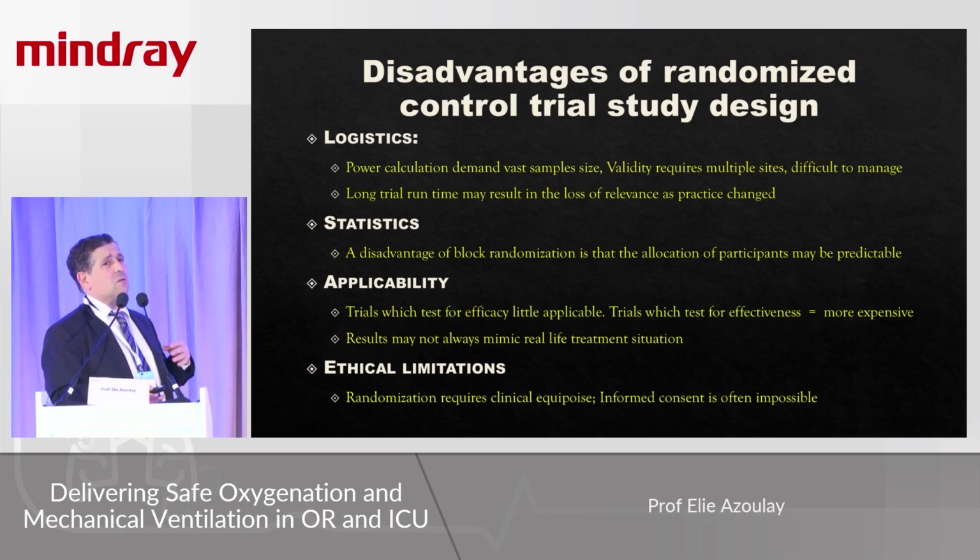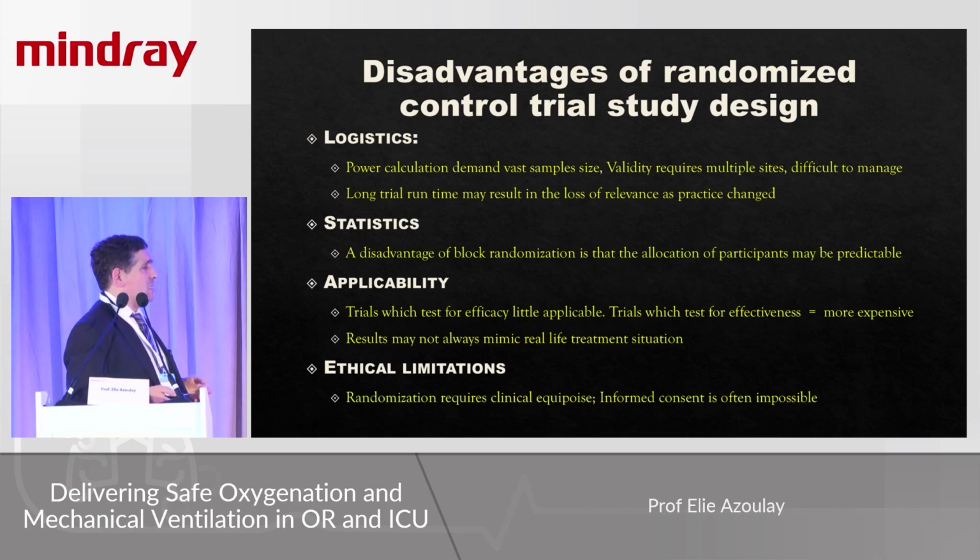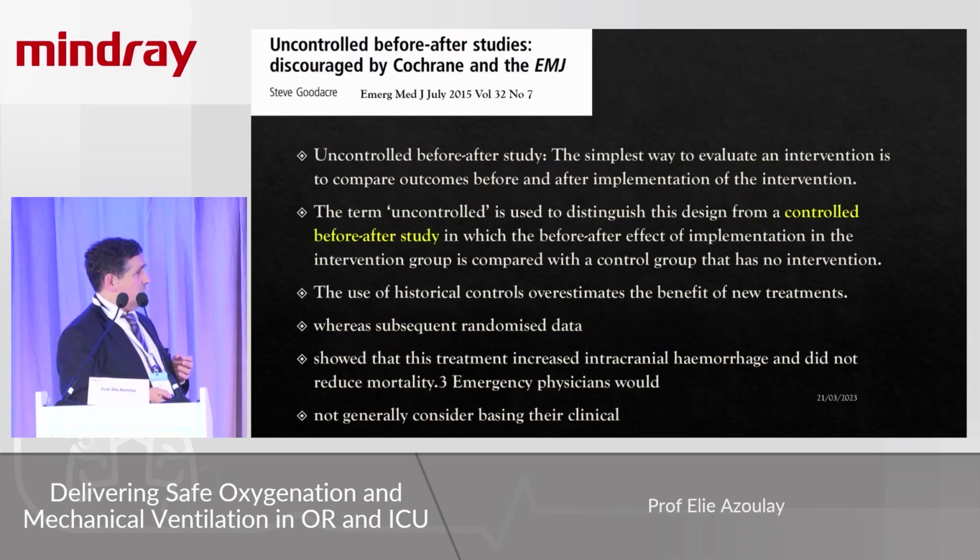The statistics: there is the problem of the blocks of randomization, so you can sometimes guess which arm the patient will be in. Applicability: as we are putting a lot of purity in the clinical question, we then have a problem with inclusion and exclusion criteria, meaning that maybe at the end the RCT will not apply to the bedside. And of course, there are ethical limitations, because the pre-post study is only a cohort with an intervention in the middle, staying in the standard of care.